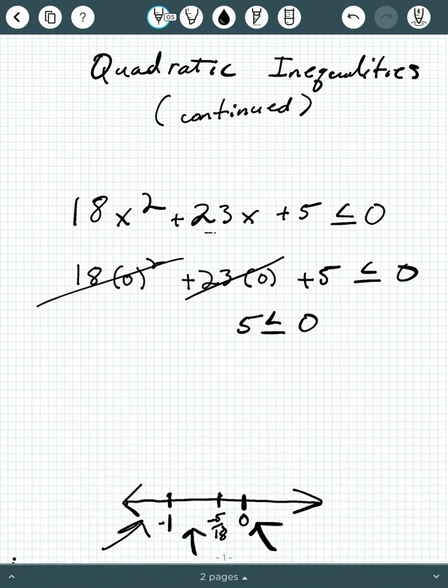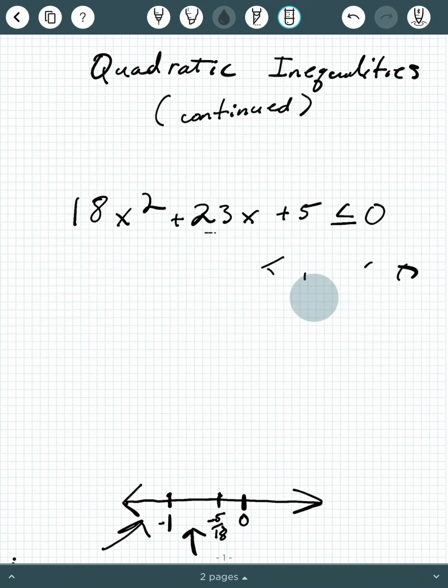Well, that doesn't seem true, meaning we won't be shading in that region there. All right, let's go to less than -1 next. I'm kind of picking them in the order of how easy they are to test. So if we're going less than -1, we can pick any value we want. I'm going to pick -2.